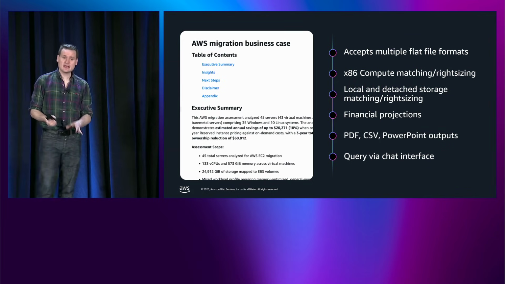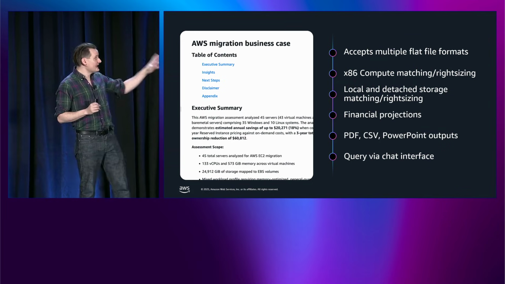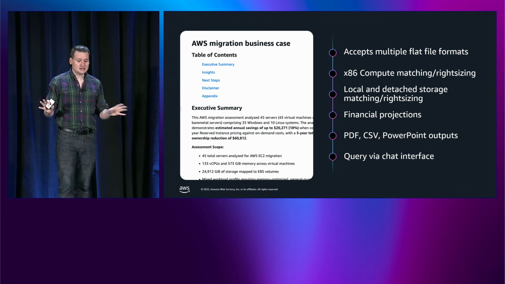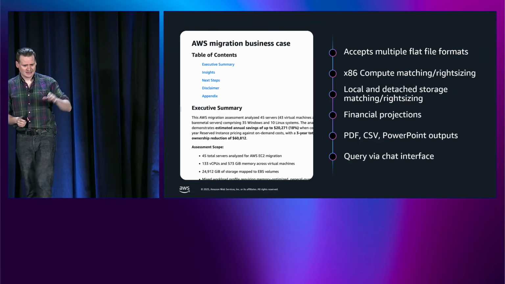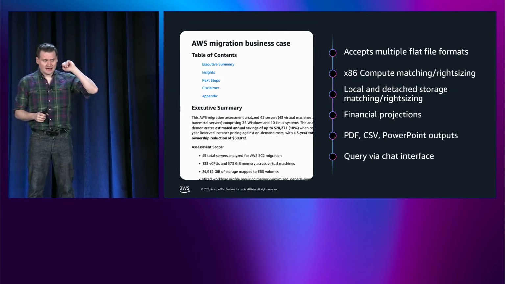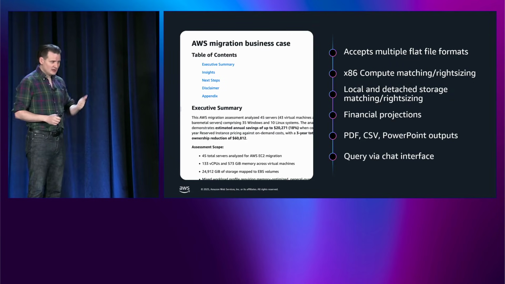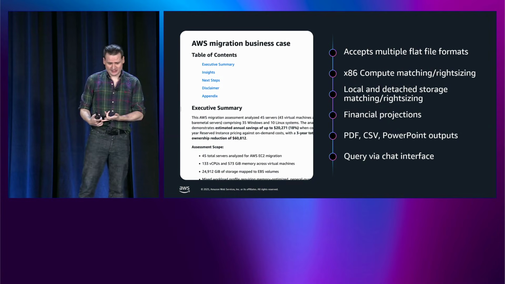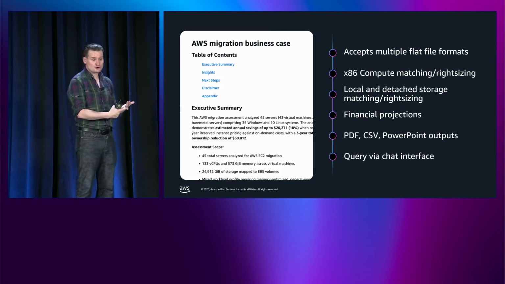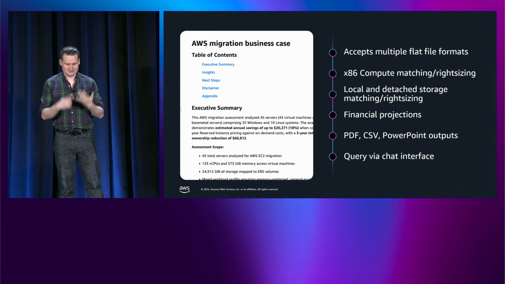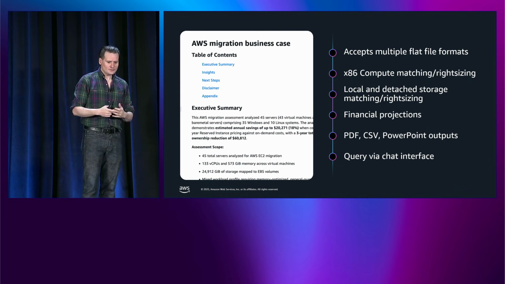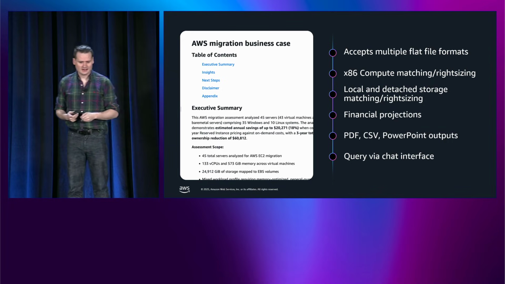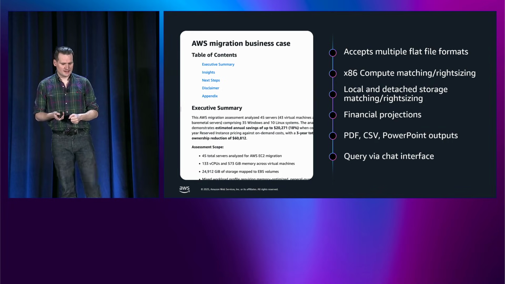It is the fastest way in AWS to get a migration assessment. Actually, the fastest way pretty much anywhere to get a migration assessment. And it currently does any x86 compute, attached storage, object storage on premises to S3, and SAN storage to FSx. So a broad set of capabilities there, and we're expanding it, adding more and more assessment capabilities.